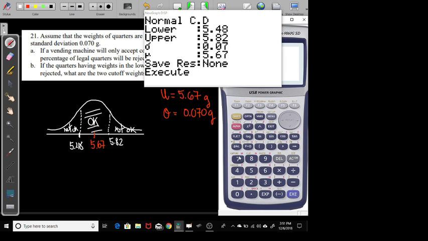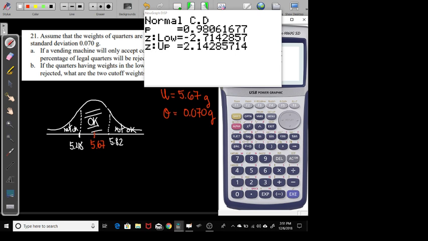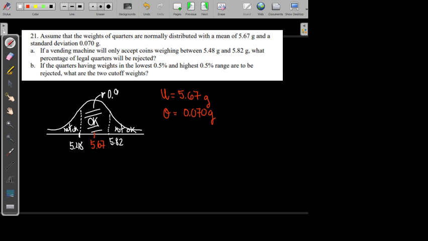The calculator will, by using calculus, find the area inside of this interval. It's 0.9806. So I'm going to write that the area here is 0.9806. But this is not the question. The question is what will be not acceptable, which is the area where it says not okay. How do I get the not okay area? 1 minus 0.9806. Would you mind getting that for me, please? 0.0194. Is that 4? Yes.